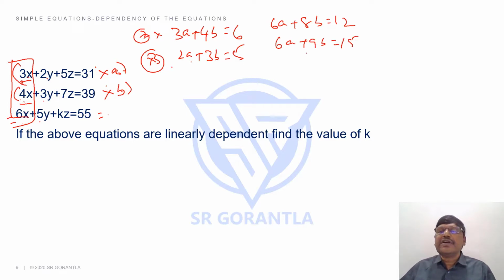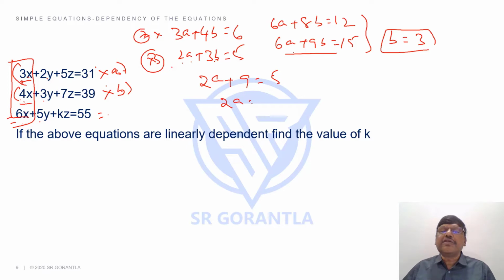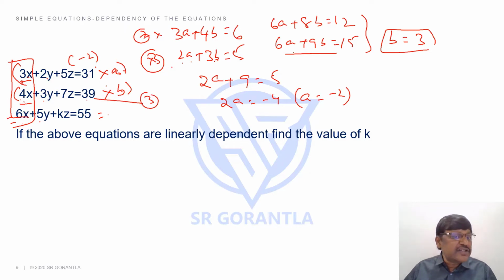So what happens, students? There is a difference of, what is the difference? b. B is how much? 3. Once b is 3, if I substitute here or there, I get the a value. Let us see. 2 times of 2a plus b is 3, which means 3 times 3 is 9, equals 5, so 2a is equal to minus 4, or a is equal to minus 2. That means multiply the second equation with 3 times and then subtract 2 times of the first equation to get the third equation, is what it is saying. Is that right or wrong?